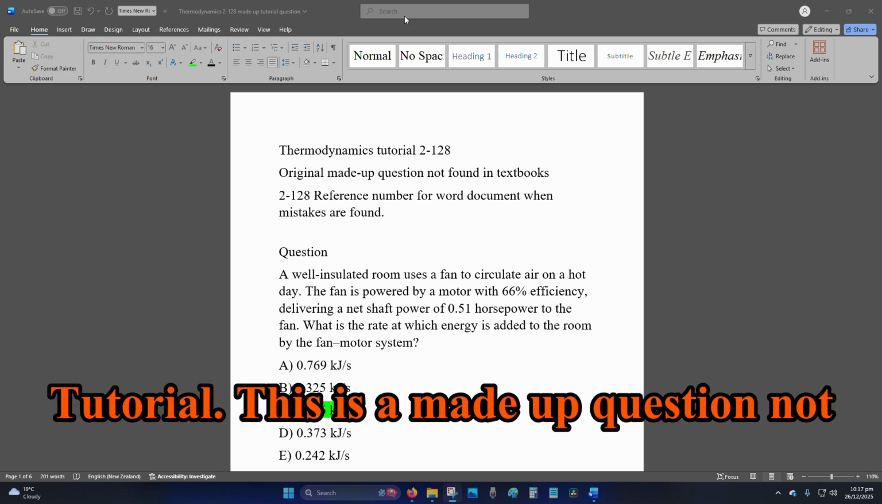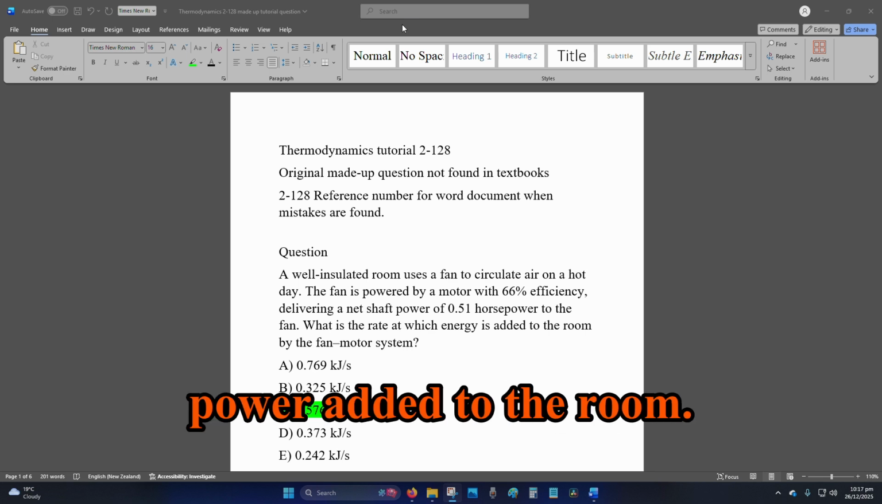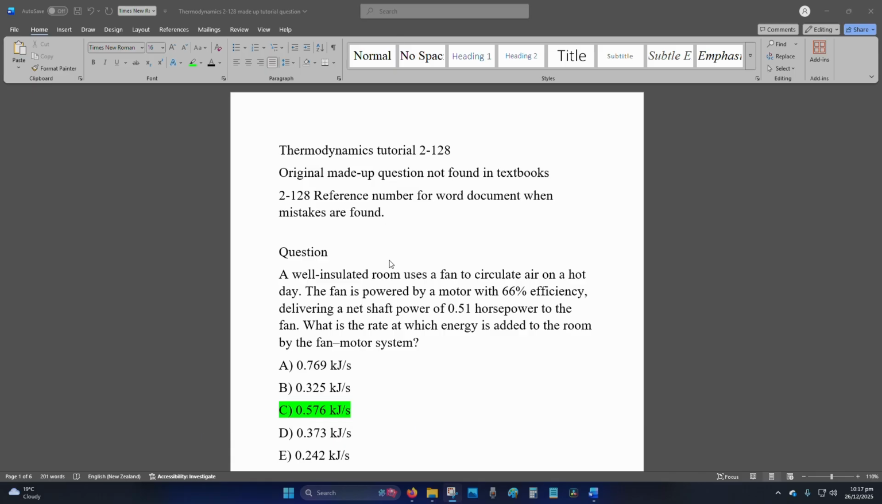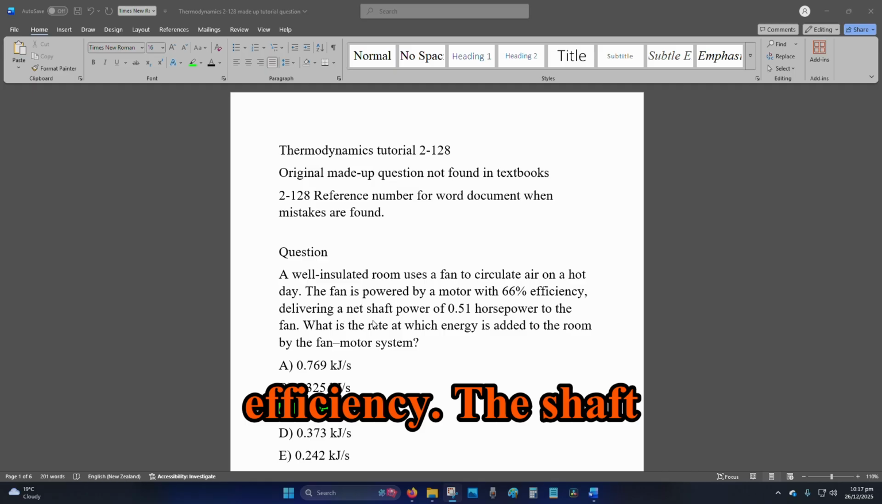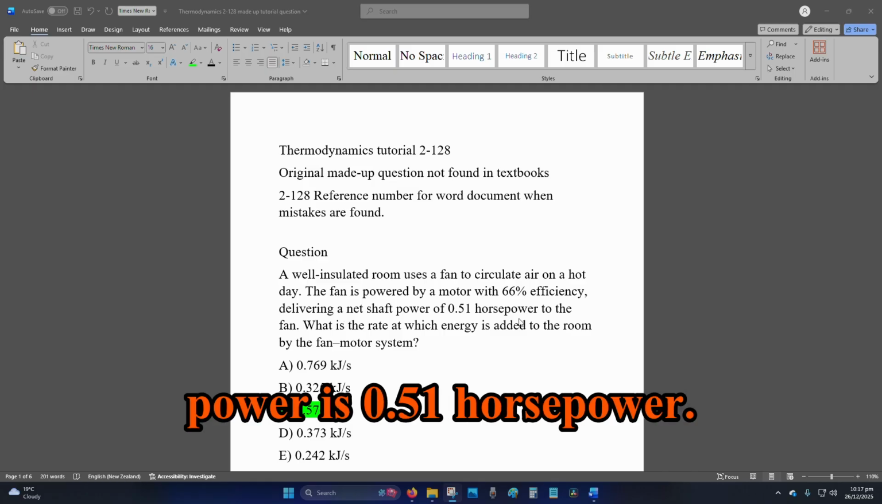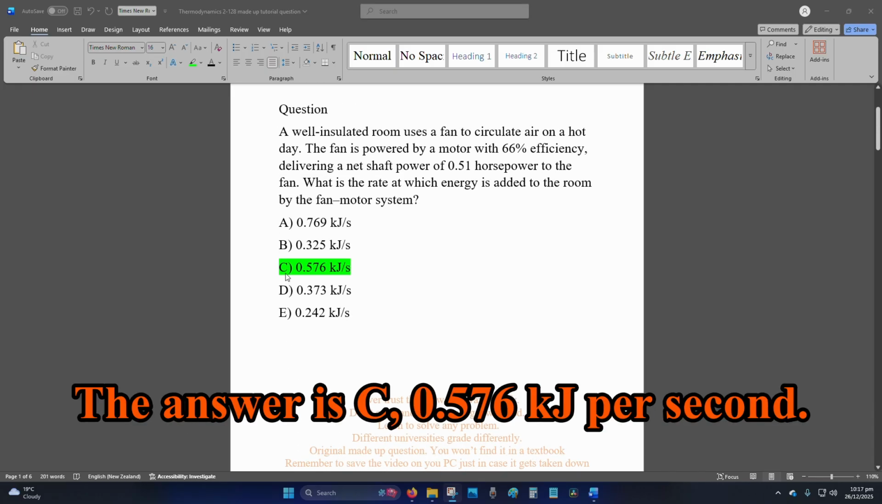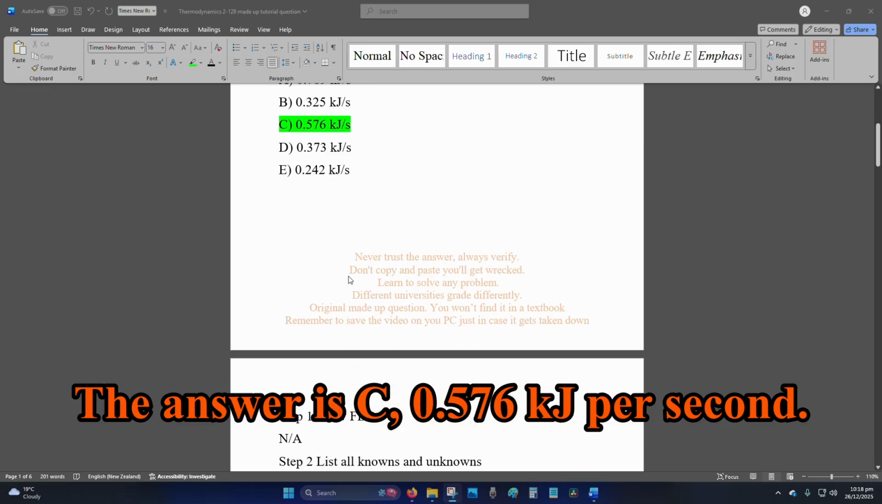This is a made-up question not found in your textbooks. We want to find the total power added to the room. The fan is powered by a motor with 66% efficiency. The shaft power is 0.51 horsepower. The answer is C, 0.576 kilojoules per second.